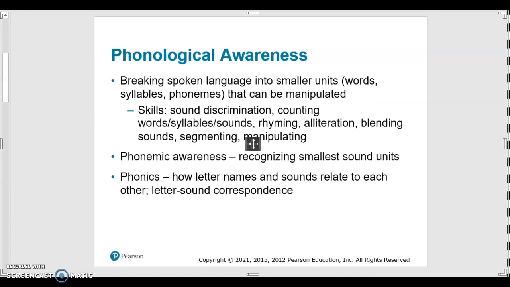Okay, so phonological awareness is breaking spoken language into smaller units. Remember, this is the overall umbrella. So breaking spoken language, such as words, syllables, phonemes, into units that can be manipulated. They can be moved around, placed in different parts of the word, stuff like that. Some skills included here are sound discrimination, counting words, syllables, sounds, rhyming, alliteration, blending sounds, segmenting, and manipulating.